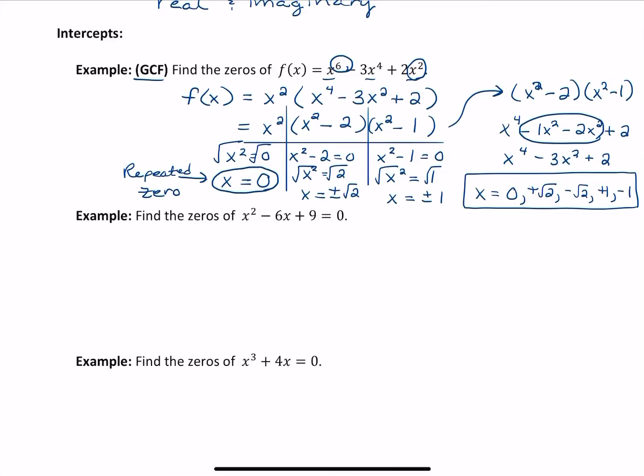So it's only going to show up once, but it's going to touch the graph at 0 because it's a repeated 0. Let's look at the next one now.